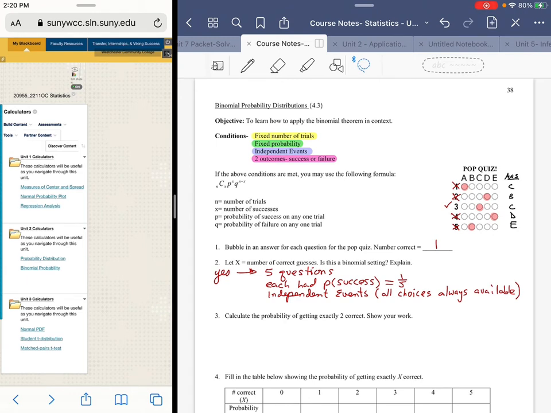All right. So 2 outcomes, success or failure. I mean, that's easy enough. 2 outcomes. I could actually just rewrite what I had above in the highlight. 2 outcomes, right or wrong, I'll say.